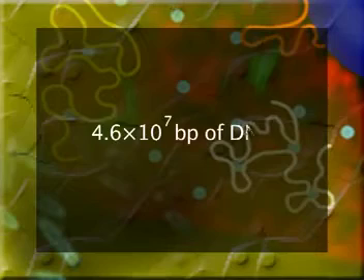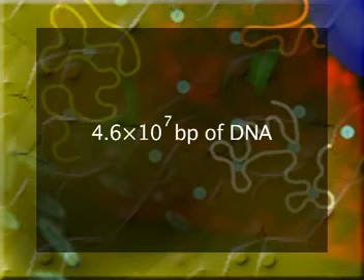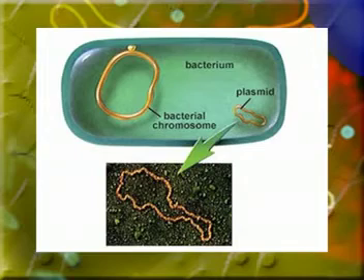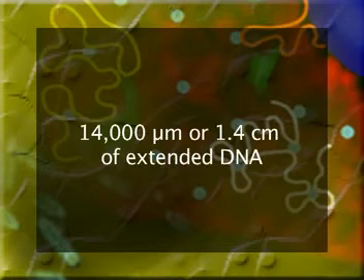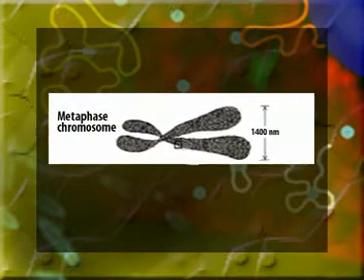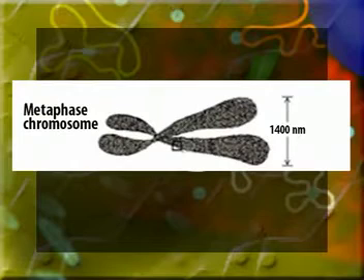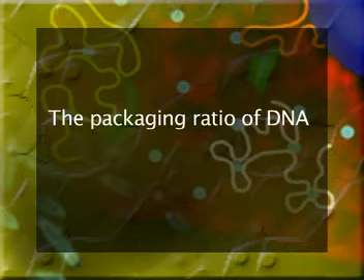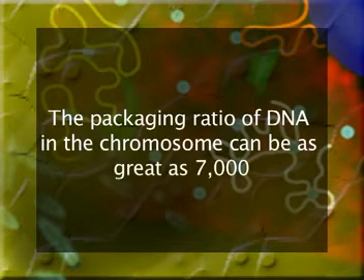For example, the smallest human chromosome contains 4.6 × 10^7 base pairs of DNA, about 10 times the genome size of the bacterium E. coli. This is equivalent to 14,000 micrometers or 1.4 centimeters of extended DNA. At the most condensed moment of mitosis, the chromosome is about 2 micrometers long. Thus, the packaging ratio of DNA in the chromosome can be as great as 7,000.